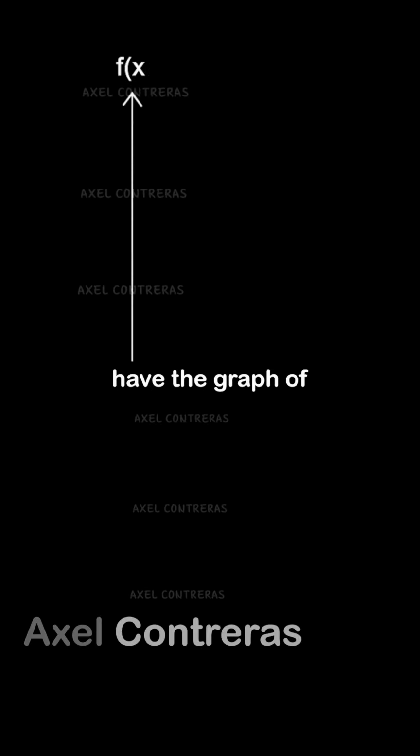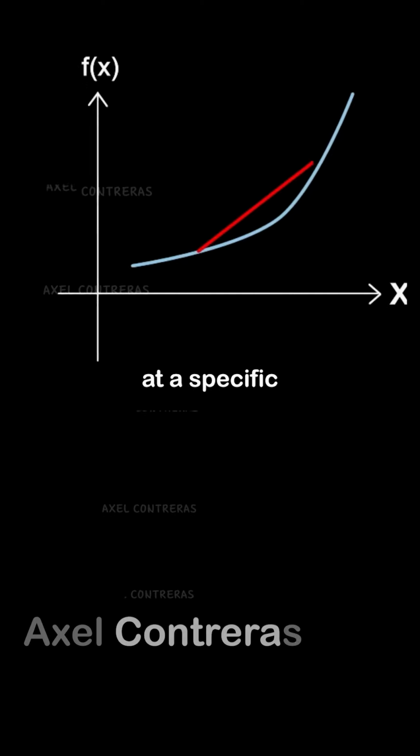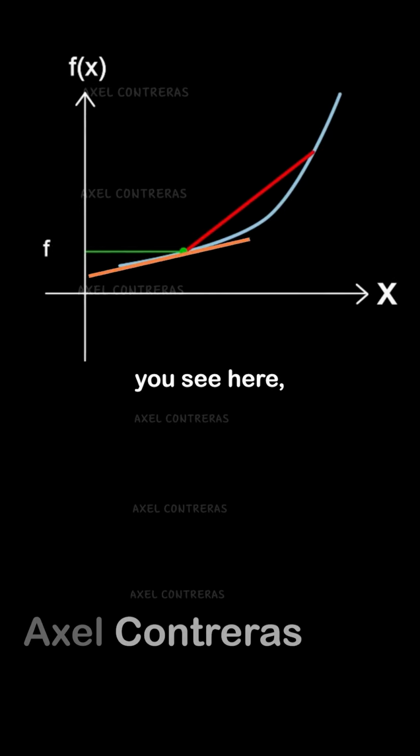Imagine we have the graph of an arbitrary function, this one shown in blue. Let's say we're interested in finding the slope of the tangent line at a specific point, the orange line you see here. Normally, calculating the slope of a line is easy, as long as we know 2 points on that line. But unfortunately, in this case, we only have one. So, what can we do? Let's try a different approach.